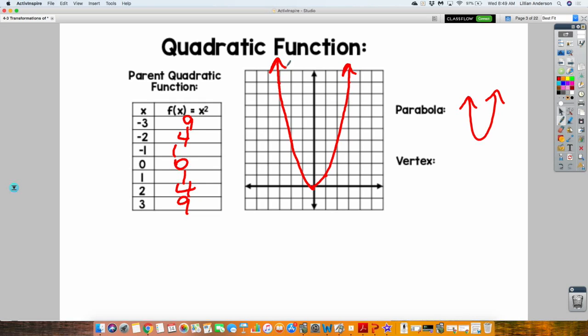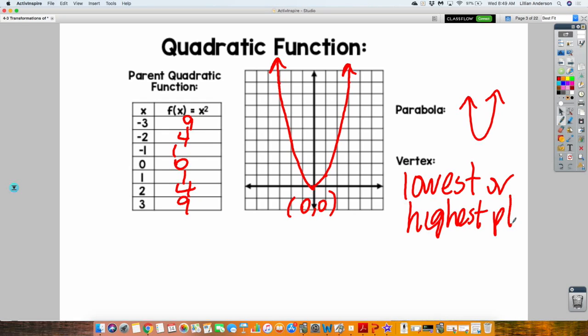But in general, what is the vertex? It's either the lowest or the highest point on the graph. And you guys, it is a coordinate, okay? Which means you need to include the parentheses. I don't know how many times I had to write that on homeworks, but yes, it's a coordinate. Make sure you include the parentheses.